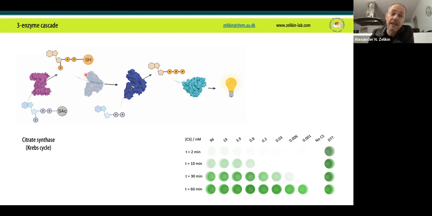This thiol can activate the kinase, which takes ADP to ATP. ATP is our energy and the cofactor for luminase, for luciferase. Citrate synthase turned out to be an incredibly potent enzyme. If you look at it over 60 minutes, we can visualize and register luminescence at an incredibly low concentration. So this is also very good for making cascades, etc.